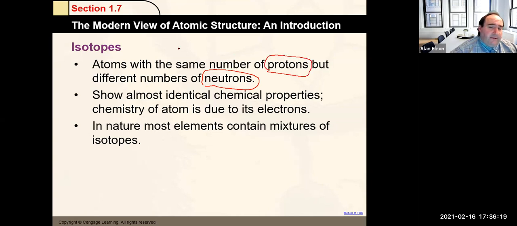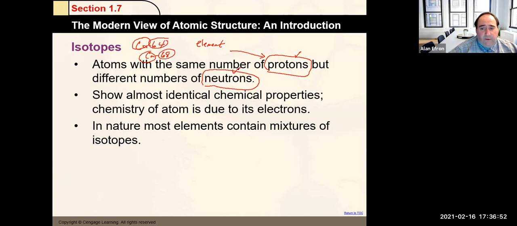Protons are really important in terms of what element you're talking about. The protons determine the element we're dealing with. Take copper, for example, copper 64 versus copper 68. They're both copper. They both have the same number of protons. The difference, which is this number here, comes from the number of neutrons.